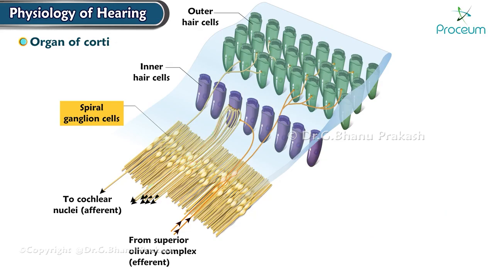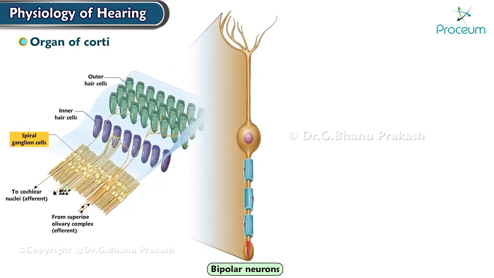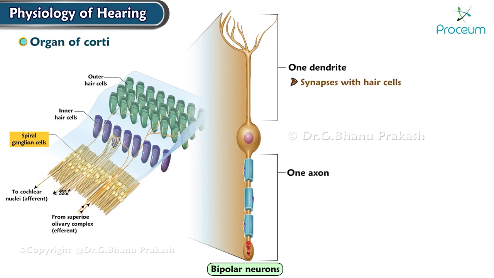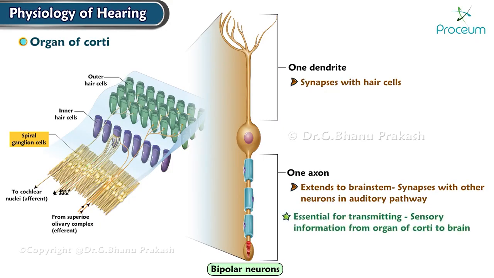The spiral ganglion neurons are bipolar neurons with one dendrite that synapses with the hair cells and one axon that extends to the brainstem, where it synapses with other neurons in the auditory pathway. The spiral ganglion neurons are essential for transmitting the sensory information from the organ of Corti to the brain, where it's processed and interpreted as sound.